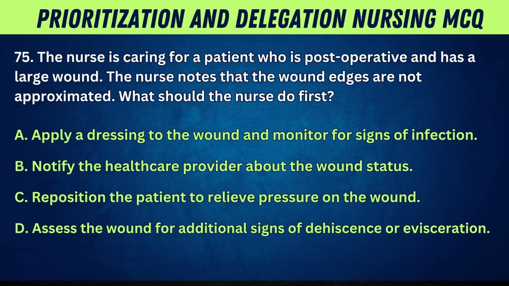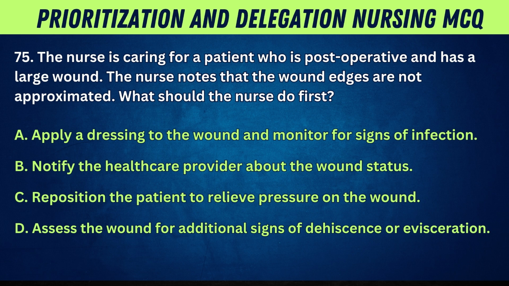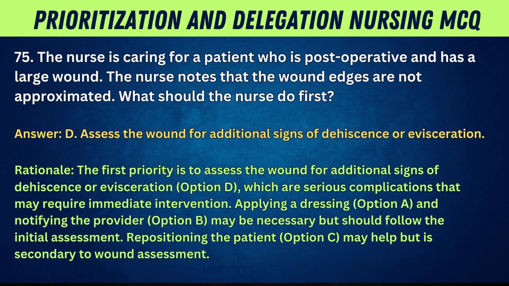75. The nurse is caring for a patient who is postoperative and has a large wound. The nurse notes that the wound edges are not approximated. What should the nurse do first? A. Apply a dressing to the wound and monitor for signs of infection. B. Notify the healthcare provider about the wound status. C. Reposition the patient to relieve pressure on the wound. D. Assess the wound for additional signs of dehiscence or evisceration. Answer. D. Assess the wound for additional signs of dehiscence or evisceration.